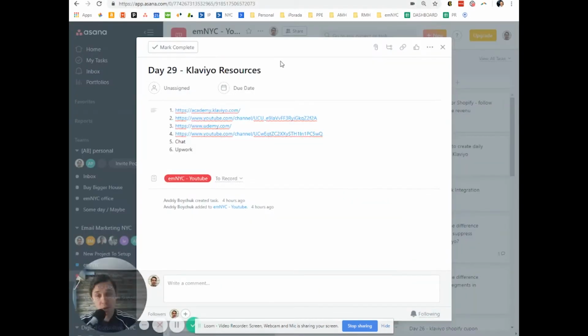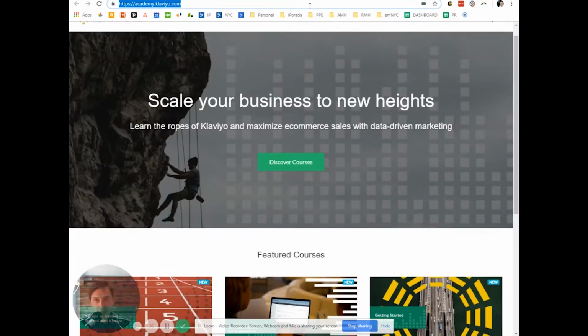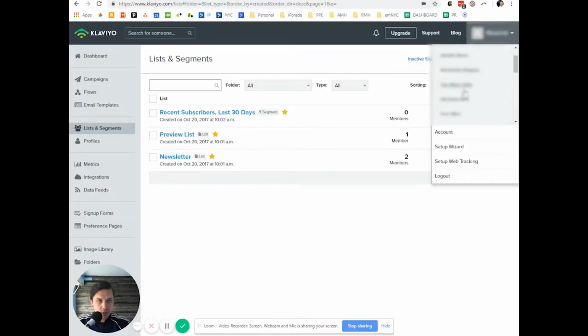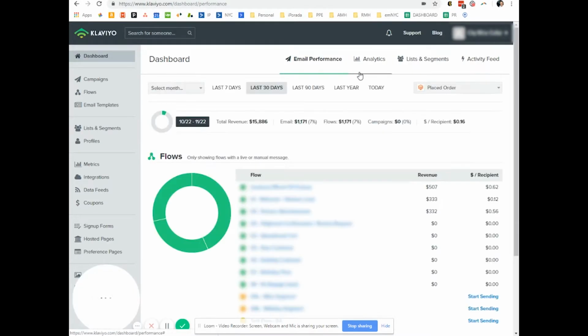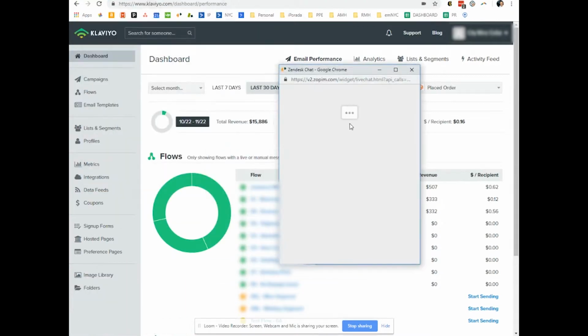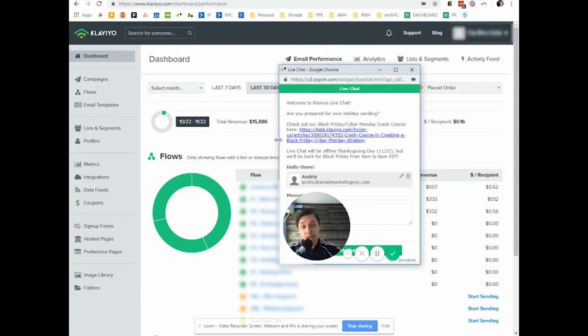Also, oh, by the way, two more things. Chat: if you have a paid account with Klaviyo, but it has to be paid, it cannot be free, you will have live chat, and chat and Klaviyo support is very helpful. They can help you answer all of your questions. Sometimes they need to submit a ticket if you have a more technical issue, but they are there to answer any kind of your questions. So this is another resource.